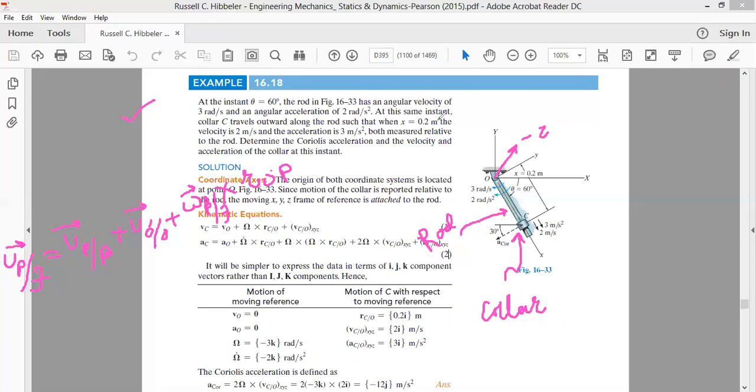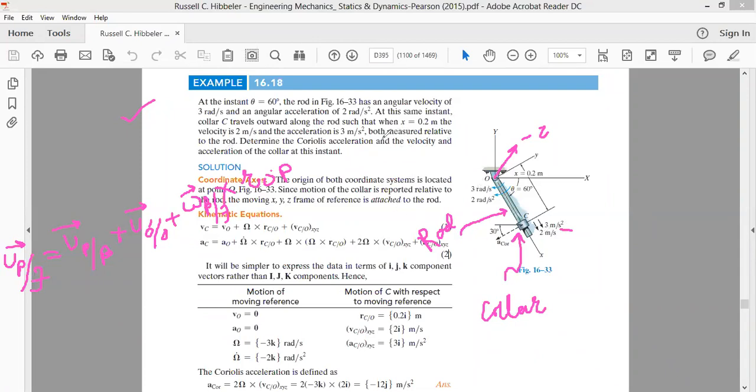Now again it says, at this instant, the collar C travels outward along the rod when x is equal to 0.2 meter. So when the distance between the point O and the collar is 0.2 meter, the collar is moving outwards, the collar is translating on the rod with a velocity of 2 meter per second, and an acceleration of 3 meter per second square, both measured relative to the rod.